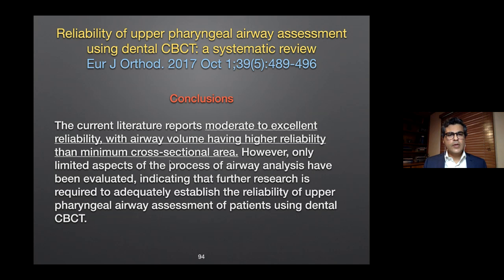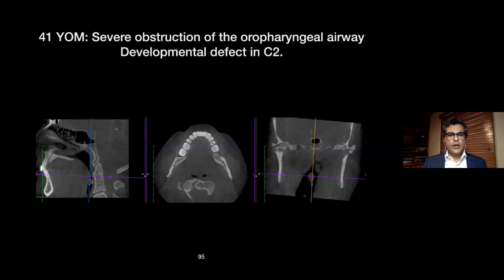Some example here. So this patient is sitting here in an upright position at the level of the soft palate. There is a severe obstruction of the airway. Also, the scan has shown us there is an abnormality of the C2 vertebra, which we can see here, that may be causing or adding to the airway narrowing.